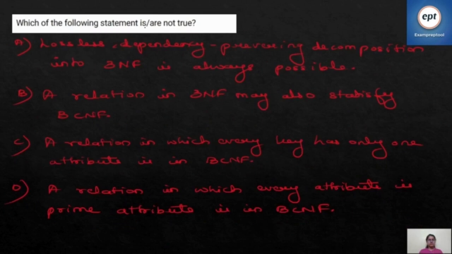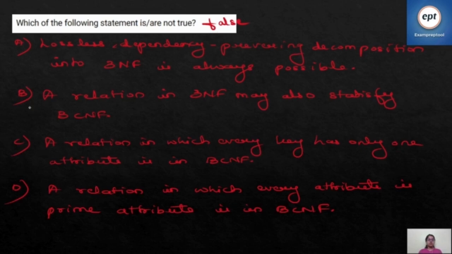Okay, so which of the following statements are not true? Option A: lossless and dependency preserving decomposition into 3NF is always possible. We have to see which is not true, which means false. This is the correct statement: in 3NF it is always possible that lossless and dependency preserving decomposition will happen. So option A is true, but we want false.